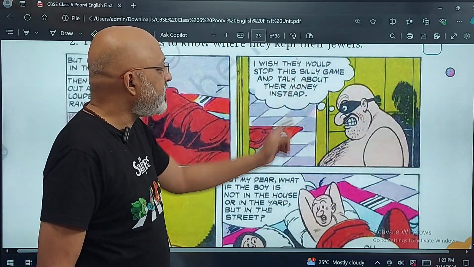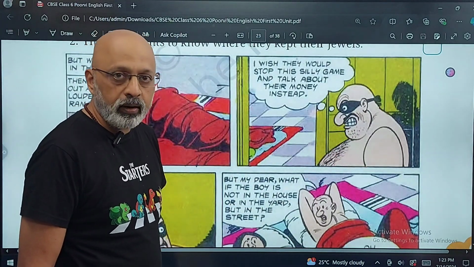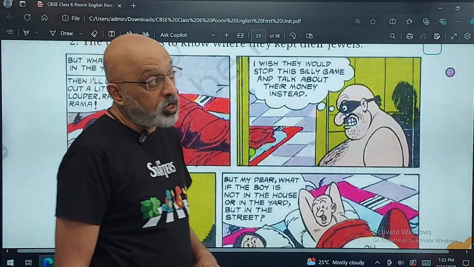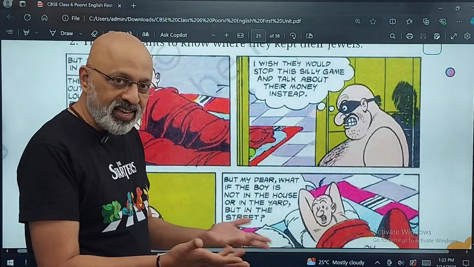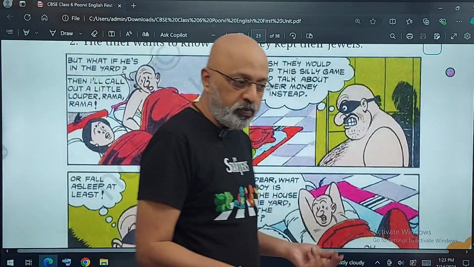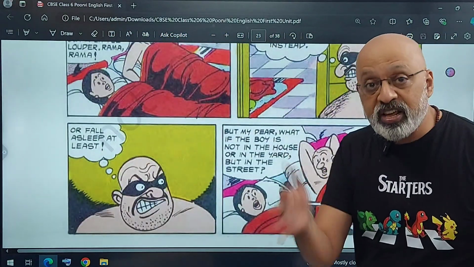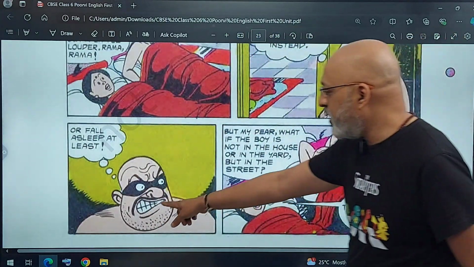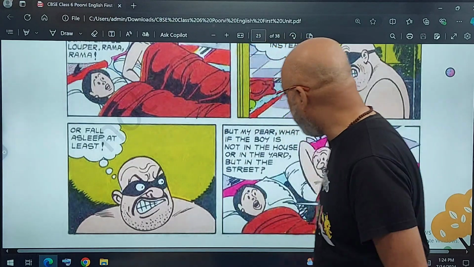I wish they would stop this silly game and talk about their money instead. So this thief is getting irritated. Will they stop this stupid game of, at what volume will they call out their child's name and discuss ki paisa ka rakha, so that it makes my job easier. I can open it and take the money out and go. Or let them sleep. If they fall asleep, I will do my work. So he is feeling very angry. Look at his illustration. Brilliant illustration. He is feeling very angry.